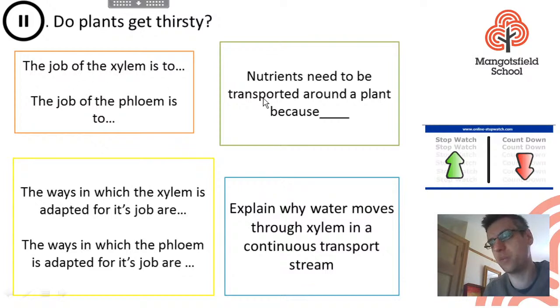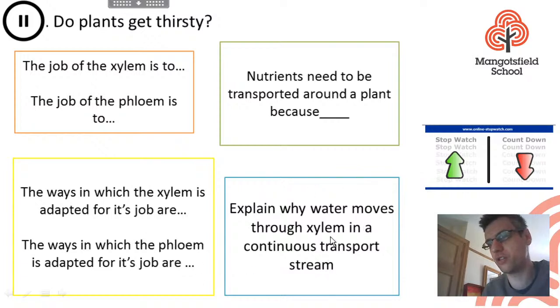Orange means describe, green means explain. Why do nutrients need to be transported around a plant? Okay, so explain that main idea. Then we've got the features of the xylem. Can you remember some details about how it does its job? And the adaptations of the phloem. What features does it have to help it do its job?